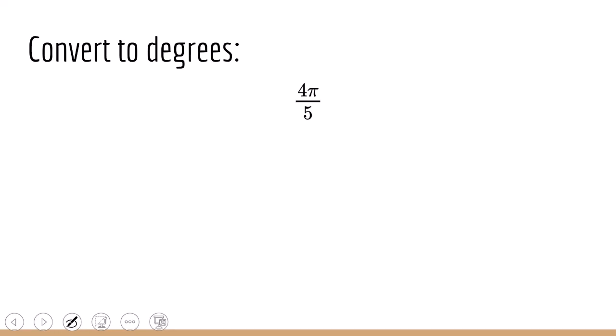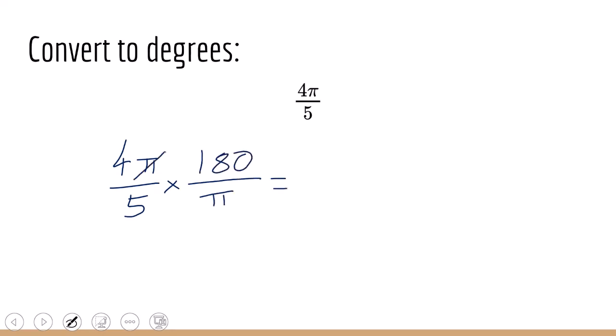Next question, we have a simple one here. We just need to convert these radians into degrees. So to do that, I'm going to take how many radians it is, and the conversion rate is just 180 over pi. So the pi's will just cross out, and we see that this is simply 144 degrees. Done.